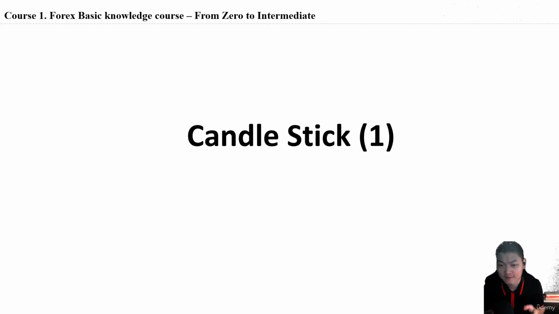This is Candlestick, and today is the first lesson about Candlestick. Normally, a trader can need 1 year to understand it, but in just this lesson, several hours, you can understand Candlestick completely. So let's see what you can learn today.